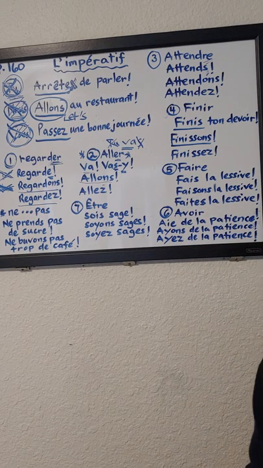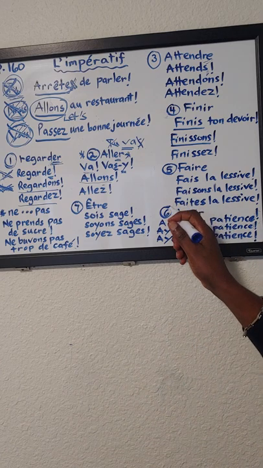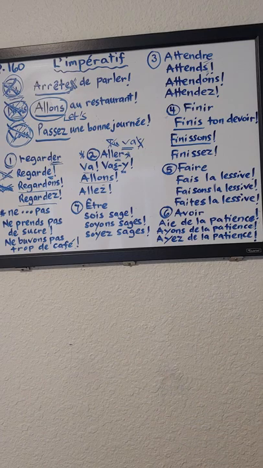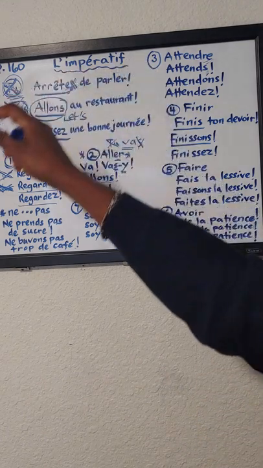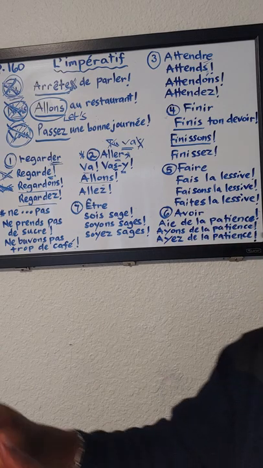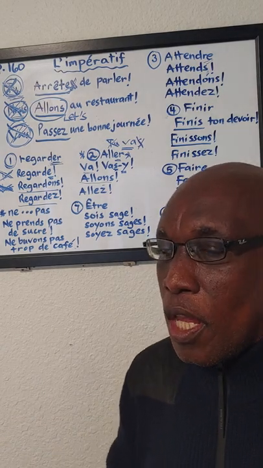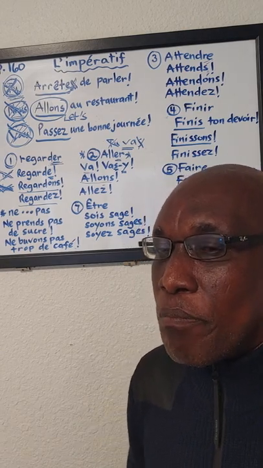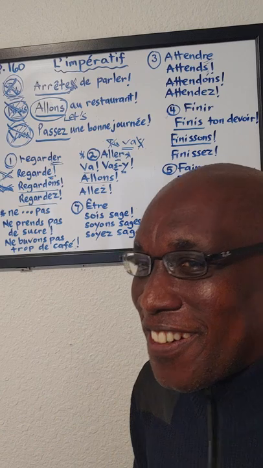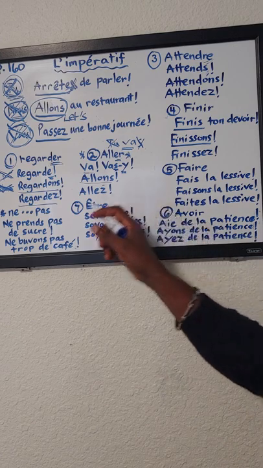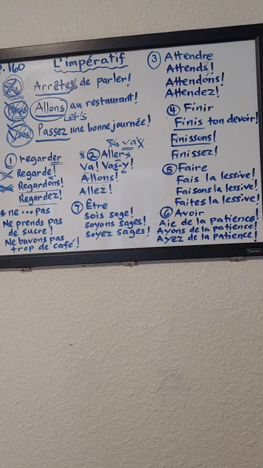Irregular verb faire. So vous has been dropped because it's the command. It's l'impératif. So faites la lessive. You're talking to maybe your children. You have two children. So do the laundry. Boys, do the laundry. Girls, right? So faites la lessive. Faites la lessive.